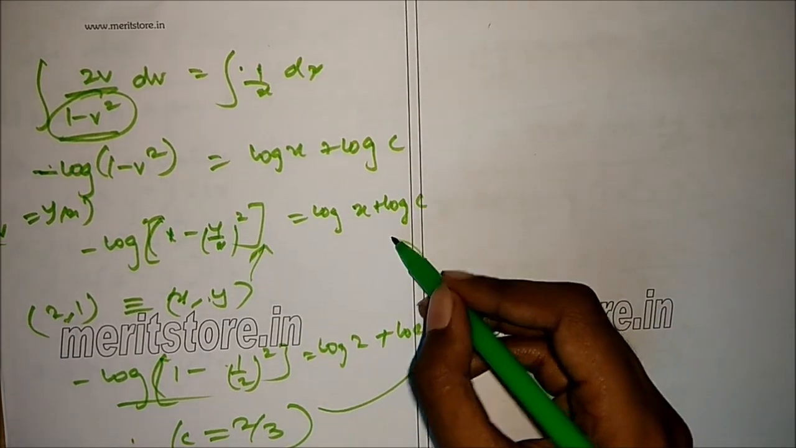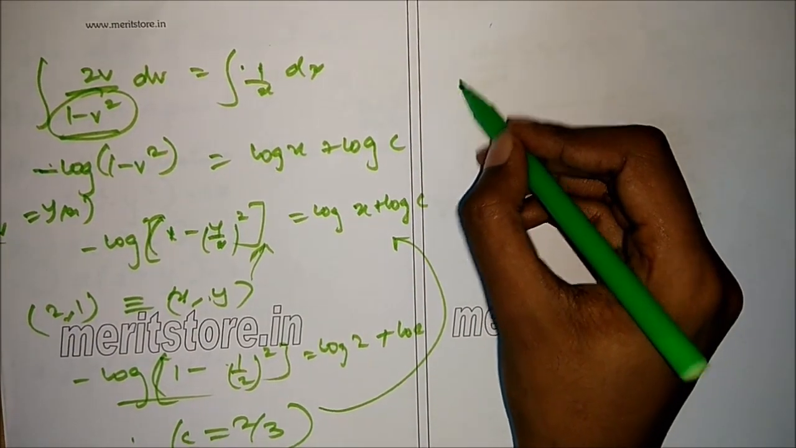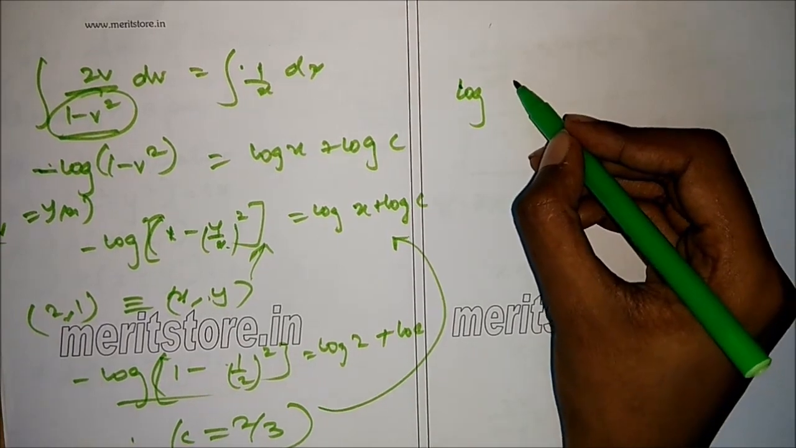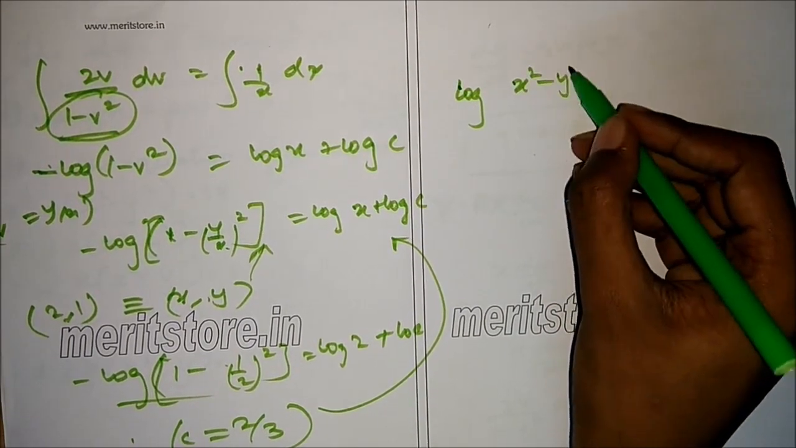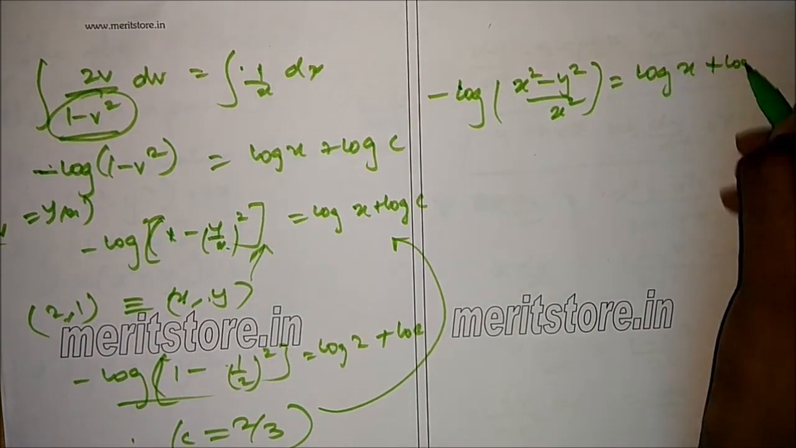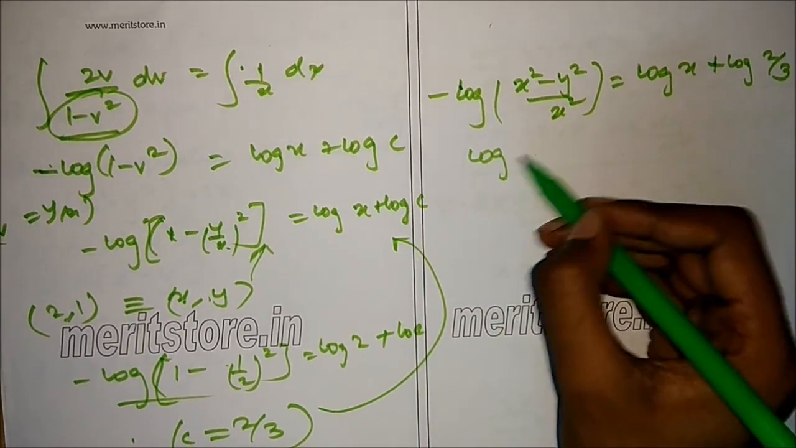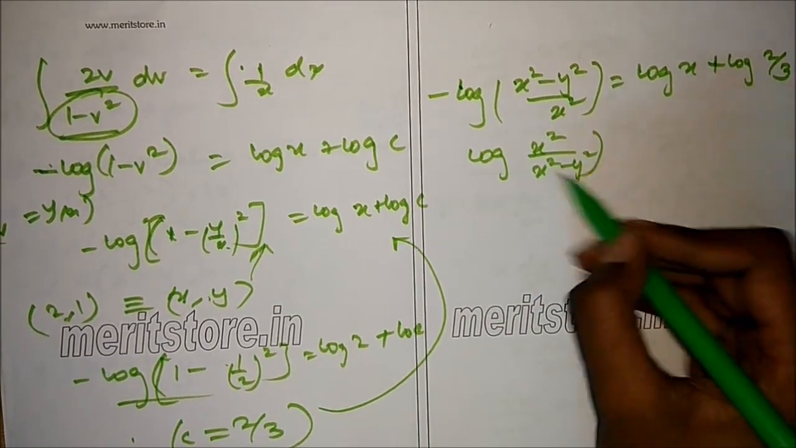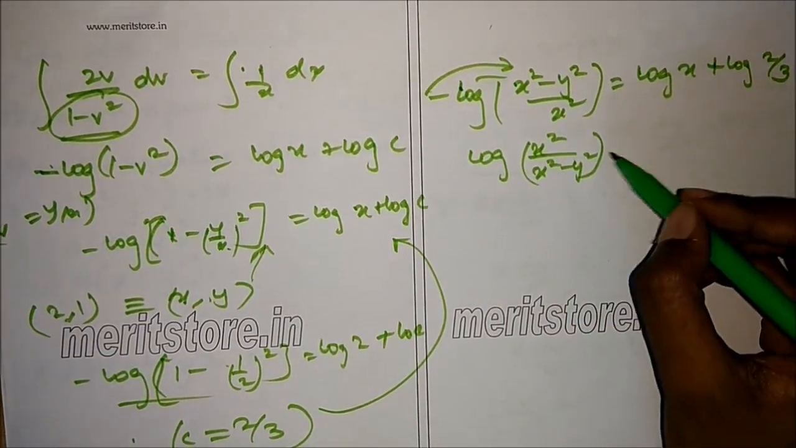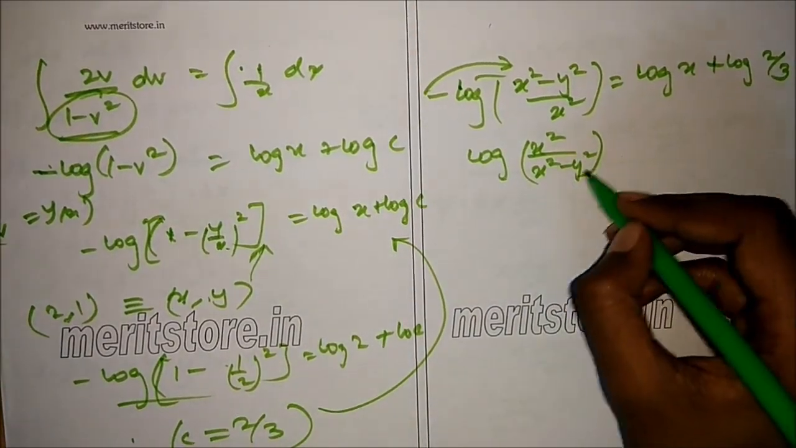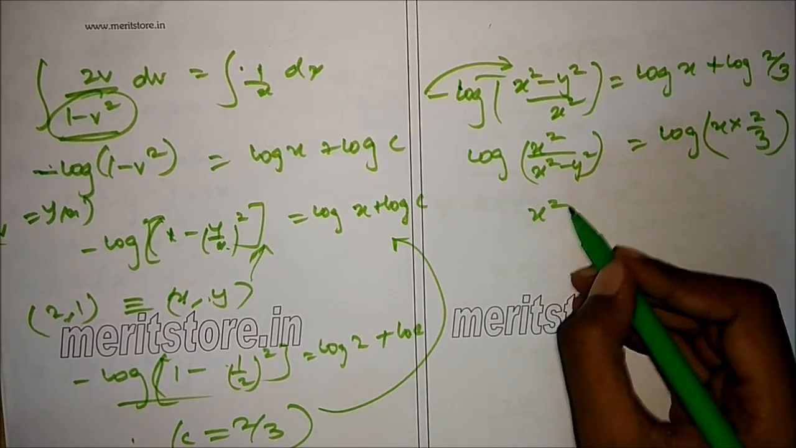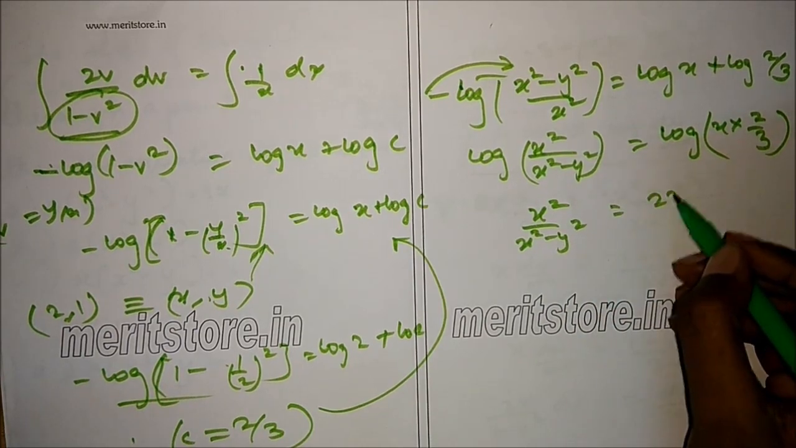So resubstituting this here, we get log of (x square minus y square) by x square equals log of x plus log of 2 by 3. That is log of x square by x square minus y square, by the law of logarithm, bringing the minus term inside the bracket makes it an inverse. So log of x square by x square minus y square will be equal to log of x into 2 by 3. Therefore x square by x square minus y square will be equal to 2x by 3.